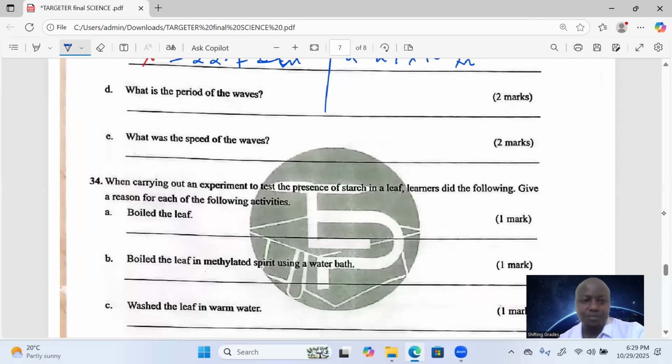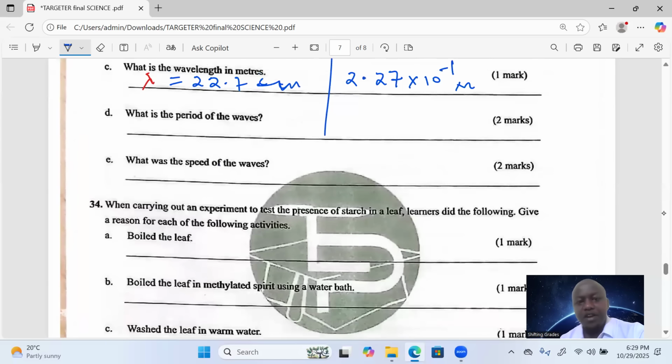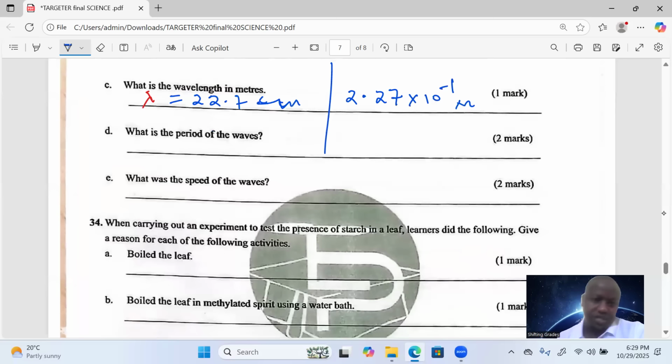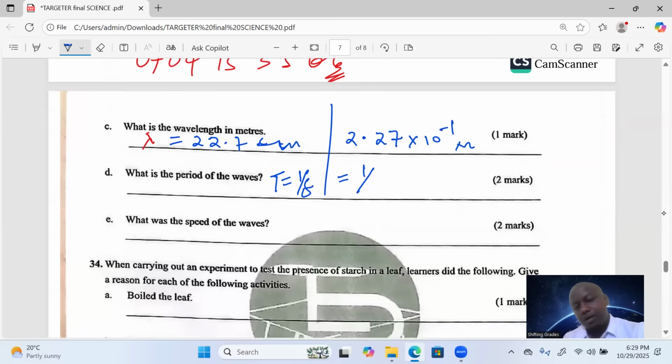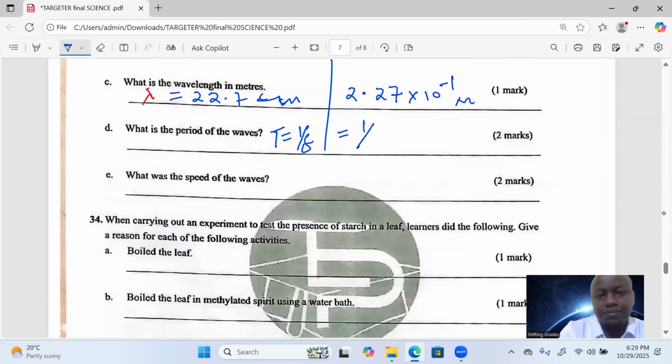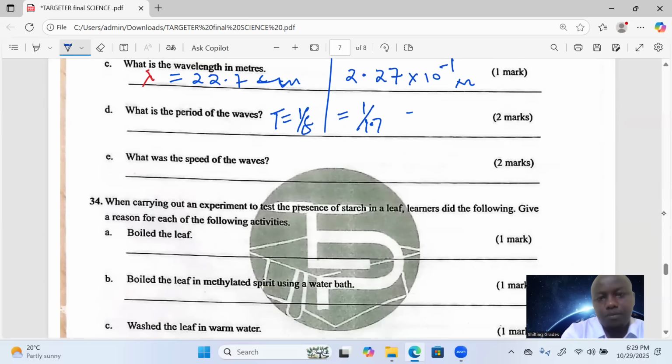Part D. What is the period of the waves? Period is the time taken to cover a complete oscillation. There is a significant relation between periodic time and frequency. So periodic time equals 1 over frequency. The frequency given is 1.74. When I compute 1 divided by 1.74 on my calculator, I'll get 0.5747 seconds.